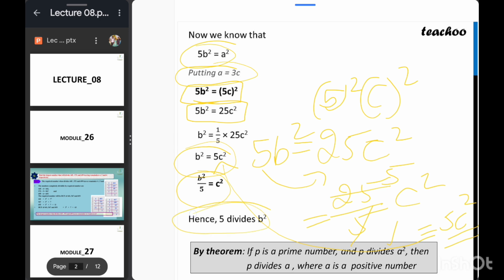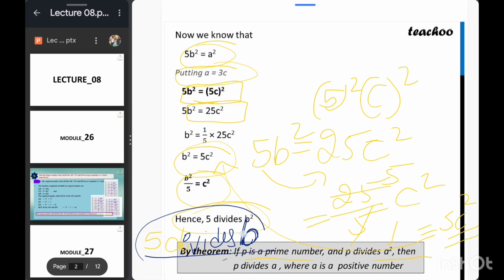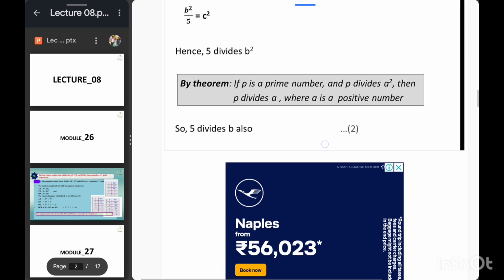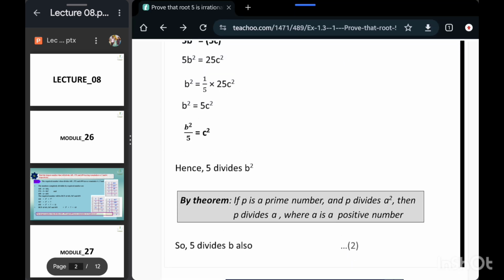Hence 5 divides b squared. According to the theorem, if p is a prime number and p divides b squared, then p divides b, where b is also a positive number. So 5 divides b squared means 5 divides b. 5 divides b also.